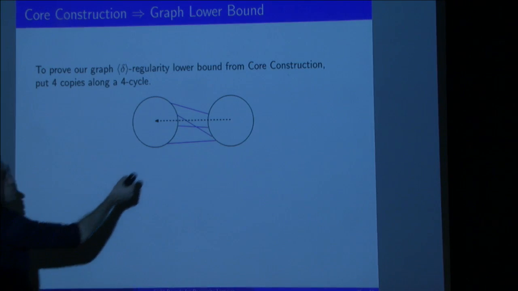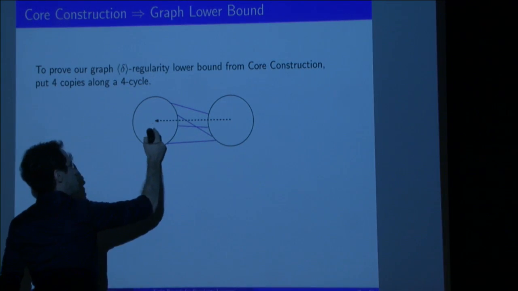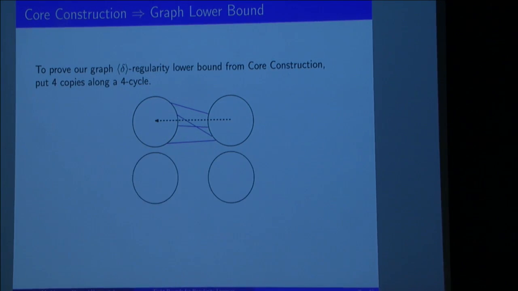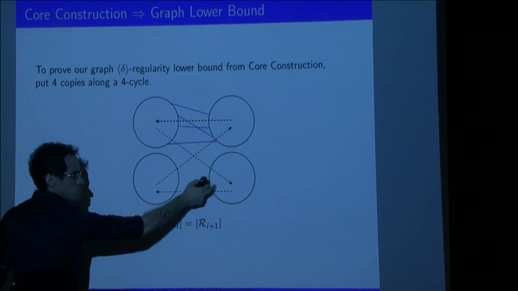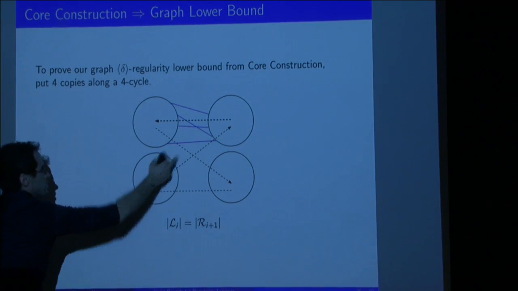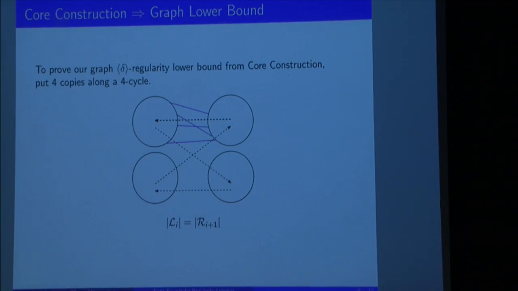And now this is the orientation, in the sense that this is the right side and this is the left side. And now I put another copy where what was left before would be right and this would be left. And then another copy here and then another copy there. Why does that make sense?